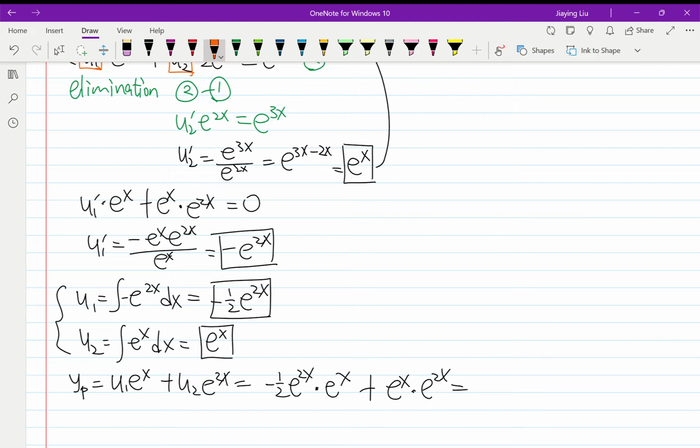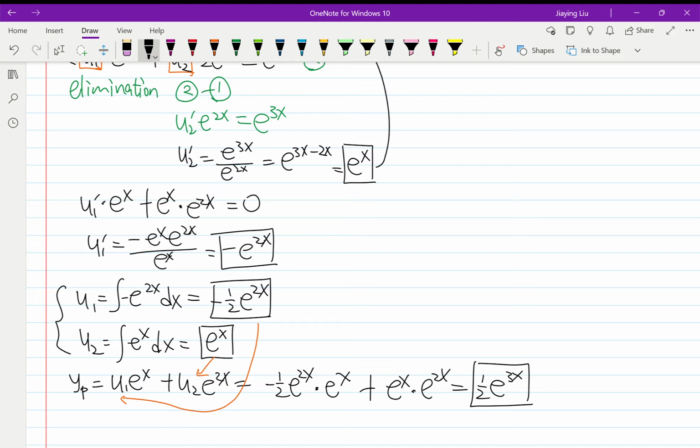So what I did is I take e to the x, put in there, and I take u1, put into there. And simplify, really. So here we have e to the 2x, e to the x, that's e to the 3x, multiplied by negative 1/2. We have e to the 3x times 1. So negative 1/2 plus 1 is positive 1/2. We get positive 1/2 e to the 3x.